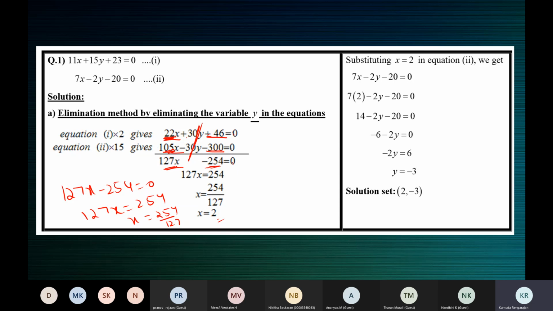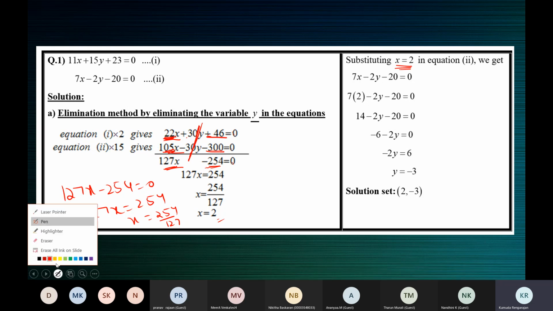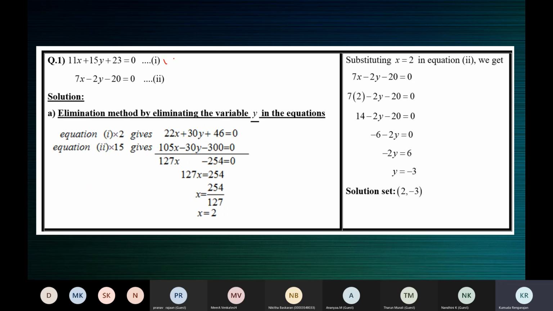Now how to find y? We need to find y. So substitute this value of x in any one of the two equations. You may have a question: in which equation to substitute, because we have 4 equations. We have the original equations 1 and 2 here, and we have 2 new equations. You substitute in any one. Anywhere you substitute, you'll get the same value. We'll substitute in one of the 2 original equations given to us.